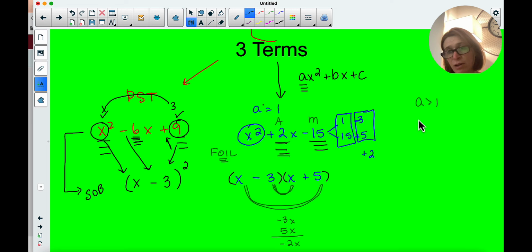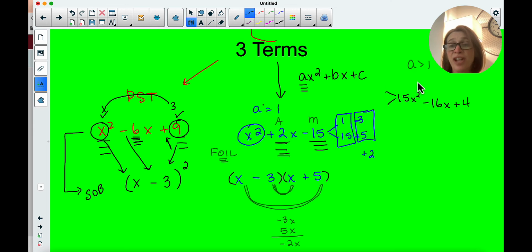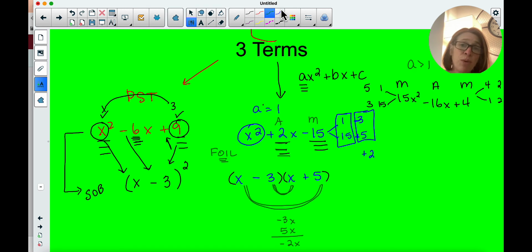Okay, so when a is greater than 1, maybe something like this. Let me change to a different color. 15x squared minus 16x plus 4. This one's a little bit harder. Now let me move this, give myself some room here. So I have to look at the factors of not just 16 and 4, but I have to do MAM. So I have to look at the factors of 15 and the factors of 4. So I've got 1 and 15, and 5 and 3, and 4 and 1, and 2 and 2. I tend to work with the ones that are more commonly seen, so I'm going to start with 5 and 3.